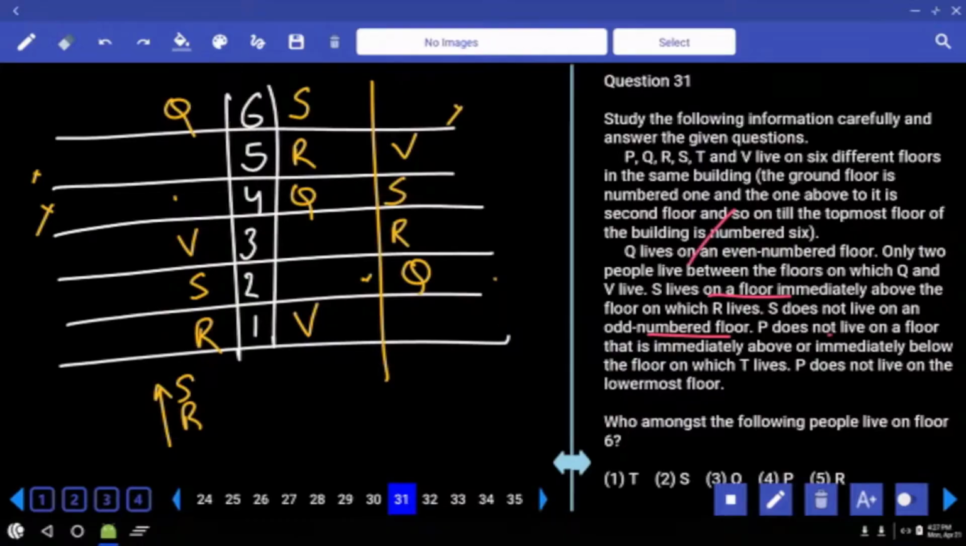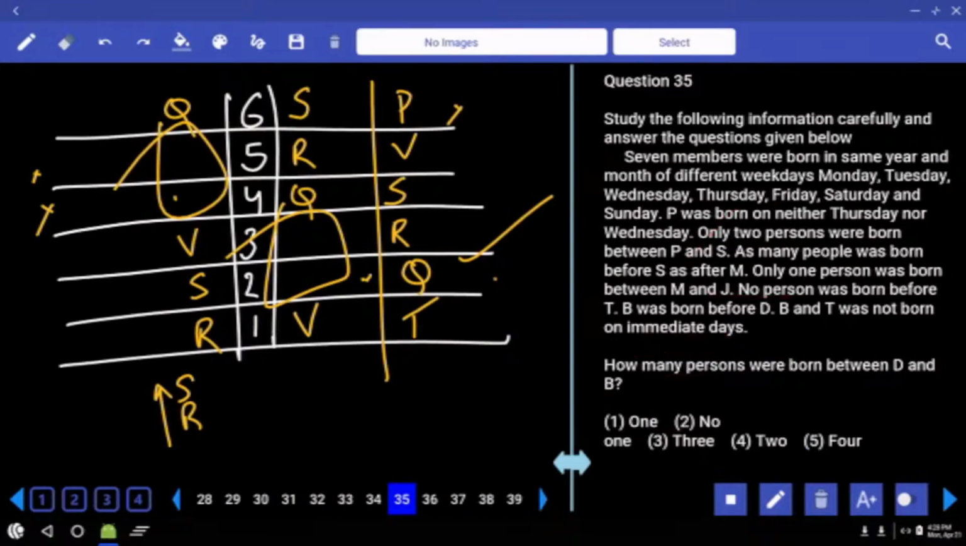P does not live on a floor that is immediately above or immediately below T. P and T are not adjacent to each other. Here P and T are adjacent. Here again P and T are adjacent. In this case, P is here, T is here. This is the final arrangement. Then how many questions were there? 4 questions, 31 to 34.